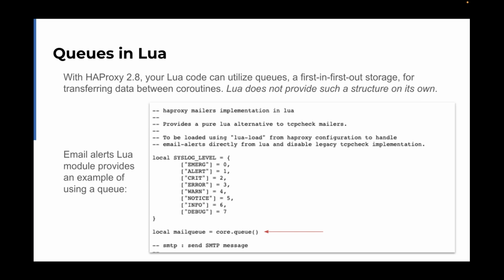It adds an alert message to a queue when a server event fires, and then that separate background task fetches messages from the queue to send them as email notifications. Central to this feature is the core.queue function, which returns a queue object, and that's highlighted here. This is an example from the Lua script that we'll cover next.